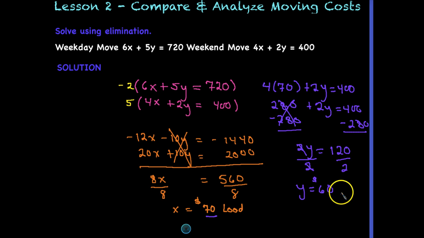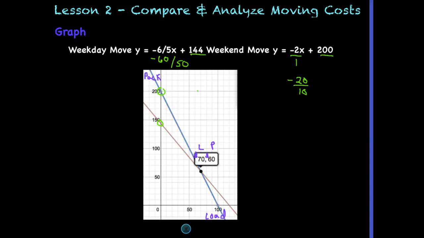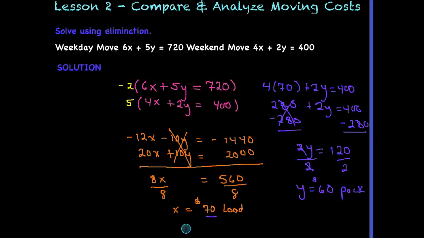And remember, this was my packing and unpacking. So if we look back to the graph, we can confirm that the graph was correct. We got 70 and 60, just like we did algebraically. So it's up to you. Whatever's easier, you can solve algebraically or you can solve graphically. And there's also substitution, which we did not go over today. Okay, that concludes our lesson for today.